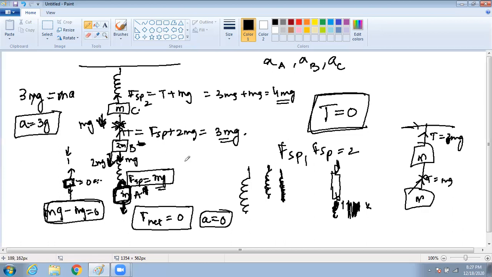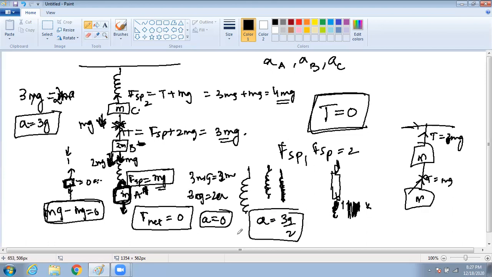No, you had a mistake here. Sorry, it is not ma, it is 2ma. See, here it is mg, here it is 2mg. So downward it is 3mg. And what about the mass? 2m, no? So 2ma. 3mg is equal to 2ma. So 3g is equal to 2a. So what is a? 3g by 2. Clear?